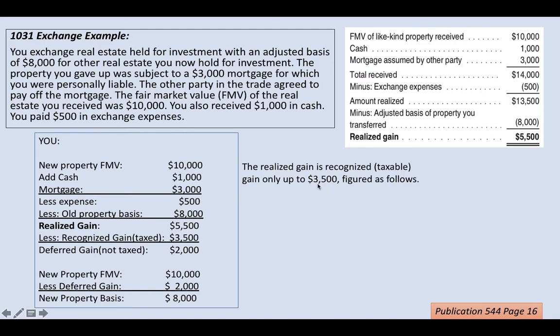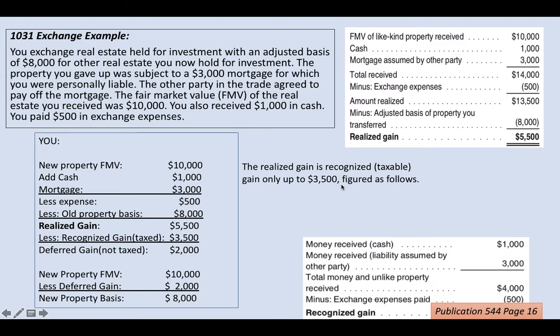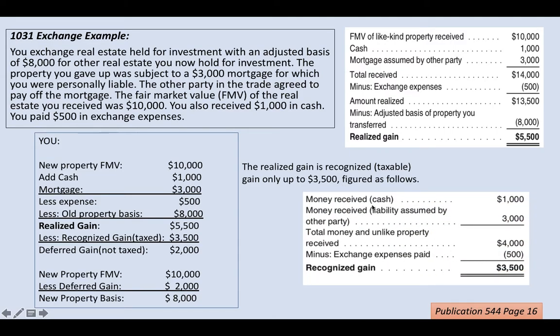up to only $3,500. So let's see. Basically, your realized amount is $5,500, but your recognized amount, the taxable amount, is only $3,500. This is how the IRS calculated it.